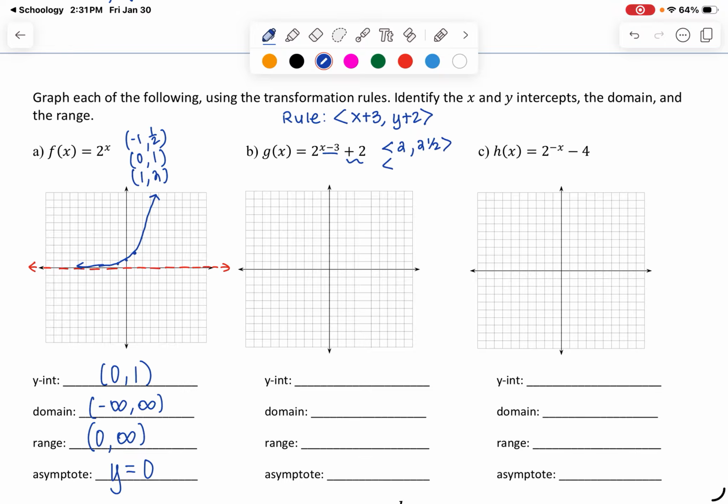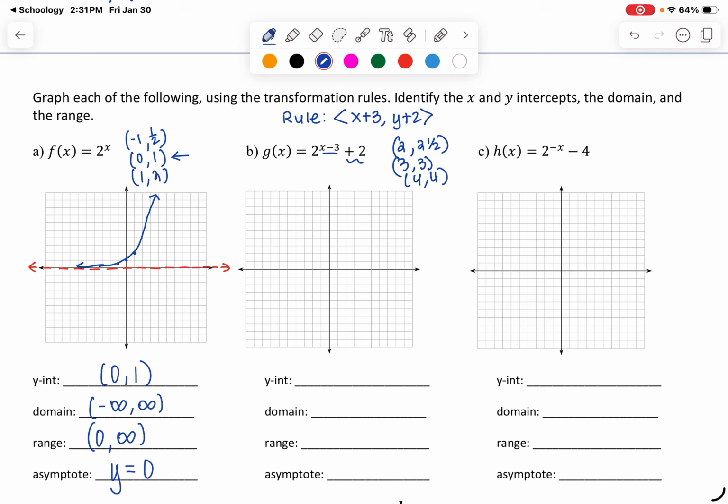Add 3 to the x value, 0 plus 3 is 3, and I'm talking about this right here. Add 2 to the y value, 1 plus 2 is 3. They're just ordered pairs, right? All right, there we go. Add 3 to the x value, that's 4. Add 2 to the y value, that's 4.